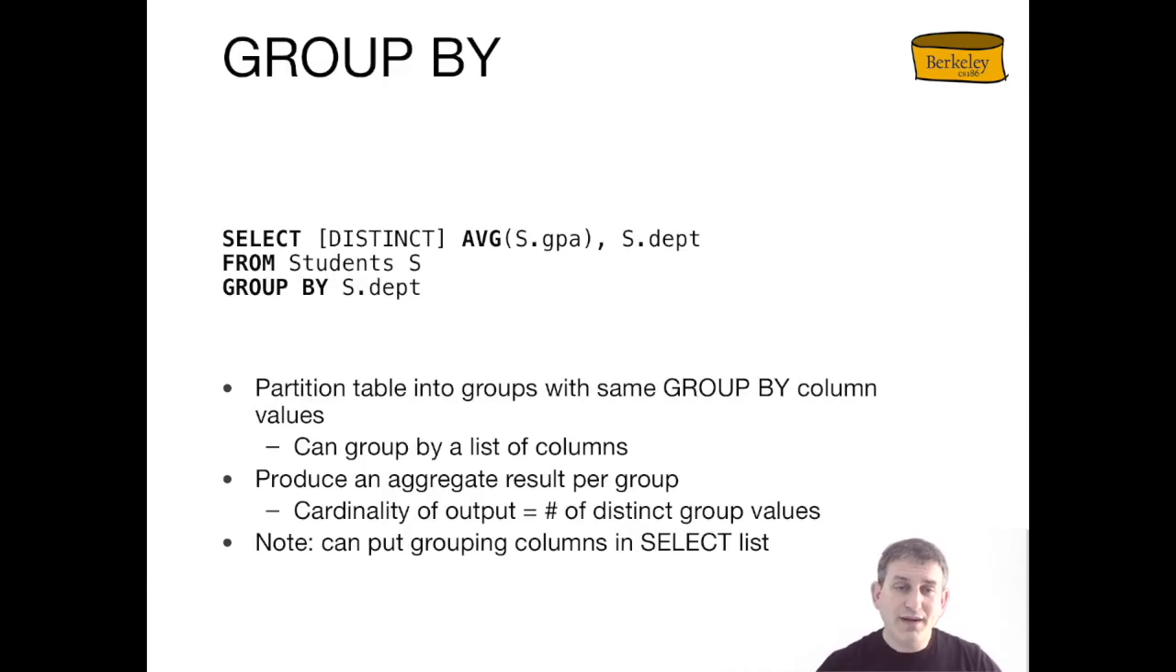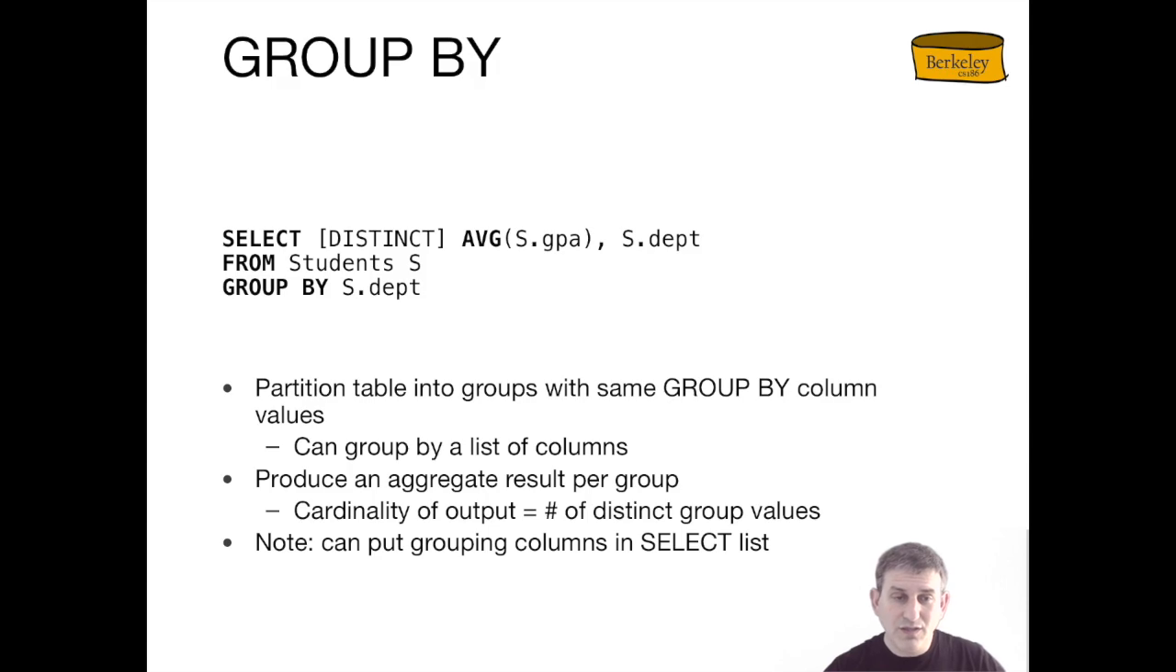Now, oftentimes we want to compute the aggregate for each group in a table, where we take the table and break it into groups. That construct is called group by, and here's what it looks like. You'd say select, and again, you can say distinct if you like, average of s.gpa, comma, in this case, s.department. So we're going to get the department and the average GPA from students grouped by department.